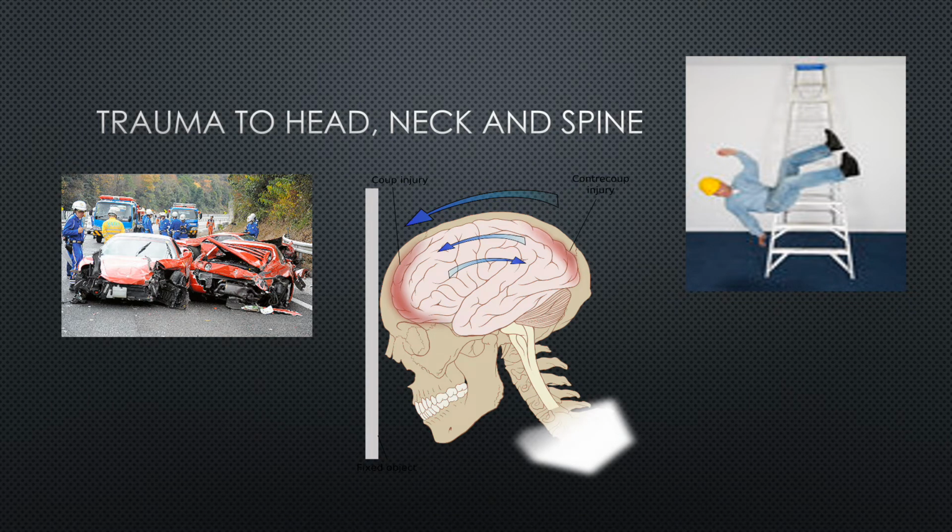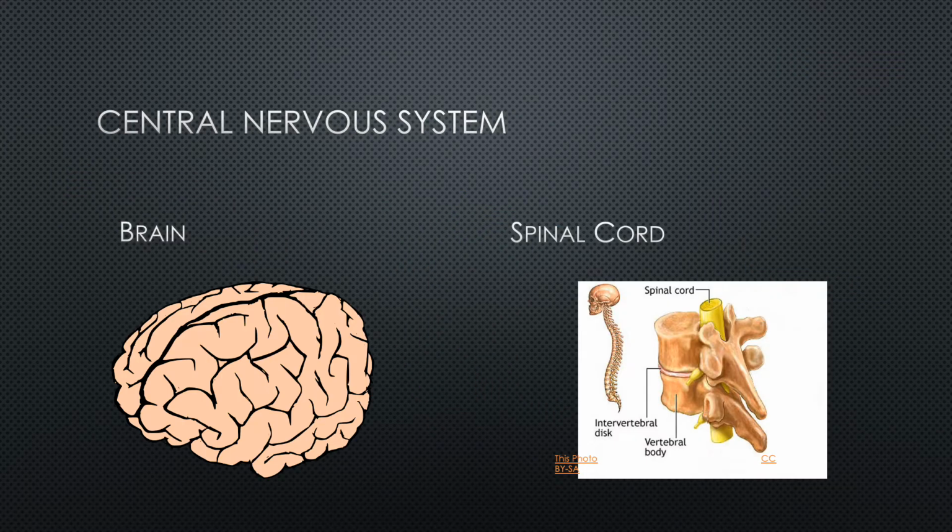Good afternoon, everyone. In this section, we are going to cover trauma to the head, neck, and spine. So, before we get started talking about all the possible head injuries and neck and spinal injuries, let's just review some of the anatomy and physiology associated with our central nervous system. Our central nervous system consists of our brain and our spinal cord.